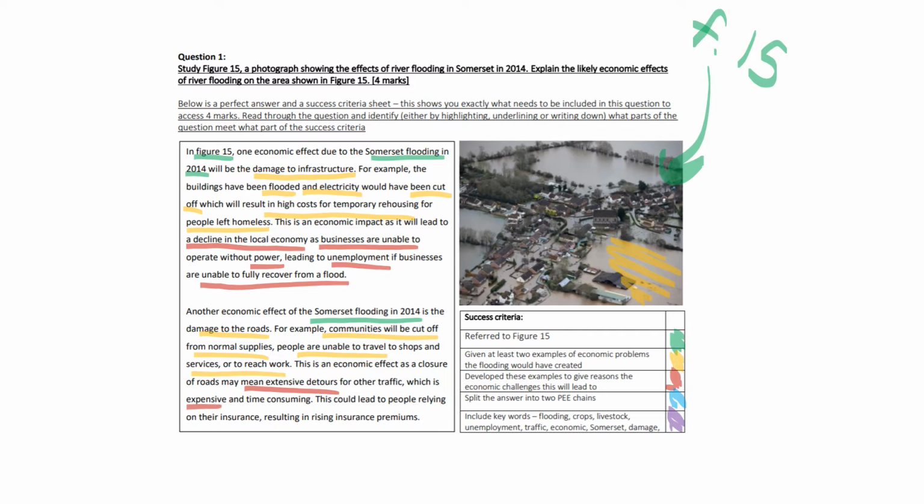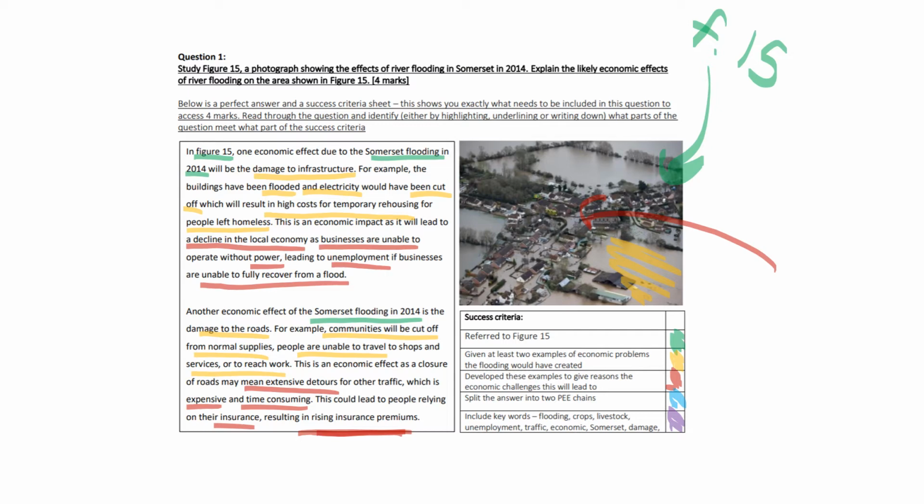That could be expensive and time consuming, so people that are delivering products and goods, that's going to slow them down. People that are needing to rely on emergency services, that's going to slow them down. If you need to get to work, that's going to slow you down. All of this time consumingness is going to cost money. So this could rely on people relying on their insurance, which could result in rising insurance premiums. So if everybody that live within this figure claim on their insurance for some money back, then the insurance policies will go up.